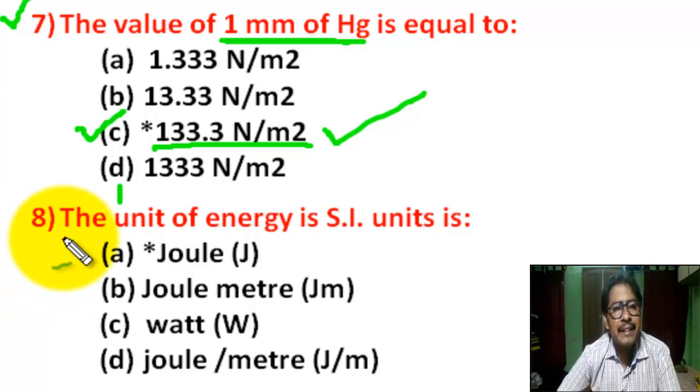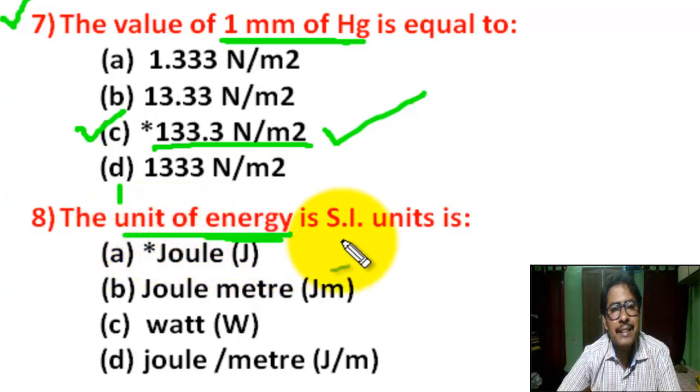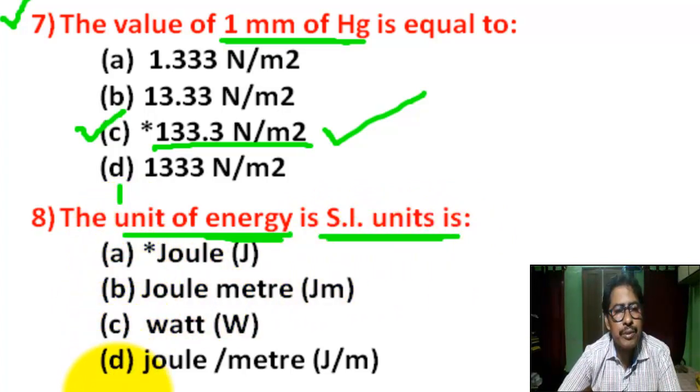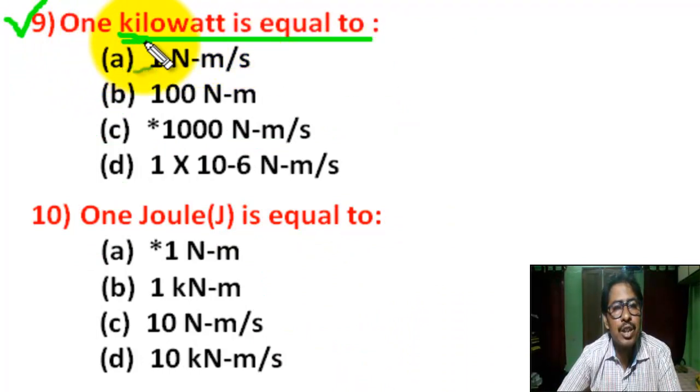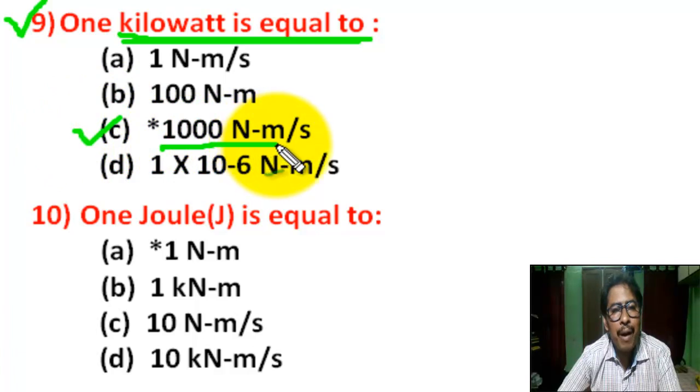Question number 8. The unit of energy in SI unit. There are 4 options. Correct answer is A, joule. Unit of energy in SI unit is joule. Question number 9. 1 kilowatt is equal to, there are 4 options. Correct answer is C, 1000 Newton meter per second.